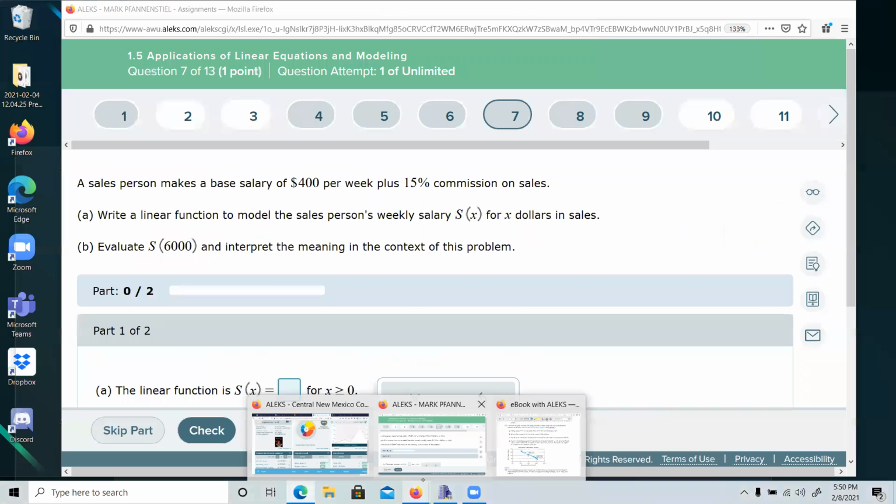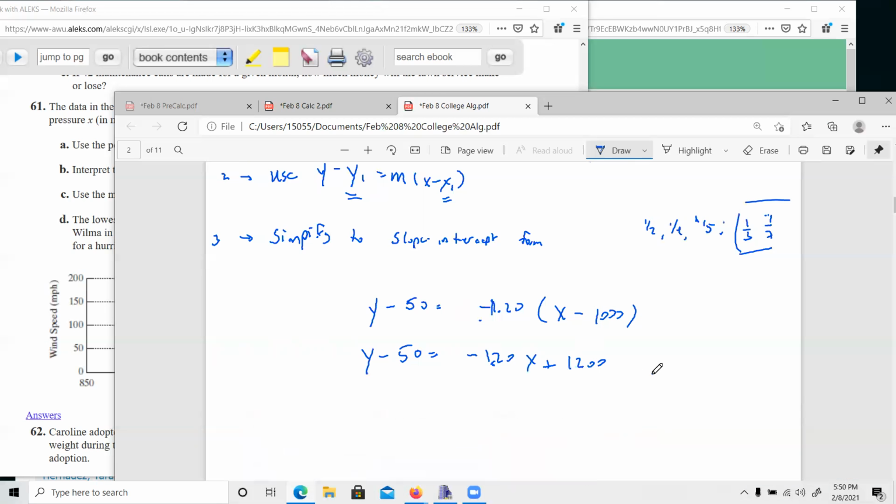1,200. Okay, what's going on? Okay, we're going to add 50 to both sides. Add 50 to both sides. We end up with y is equal to negative 1.2x plus 1,250. Right?